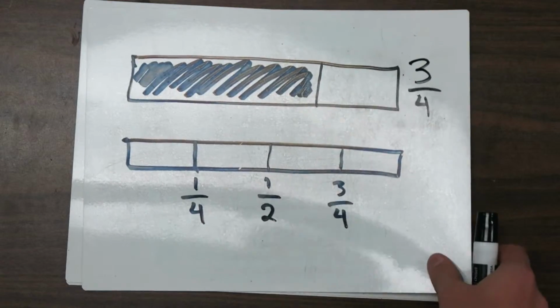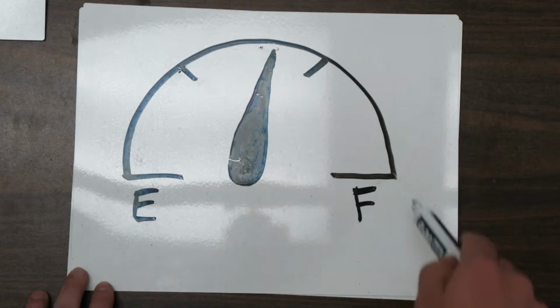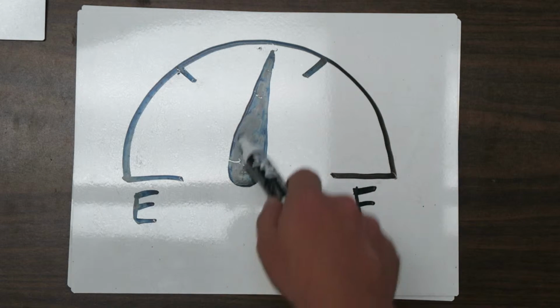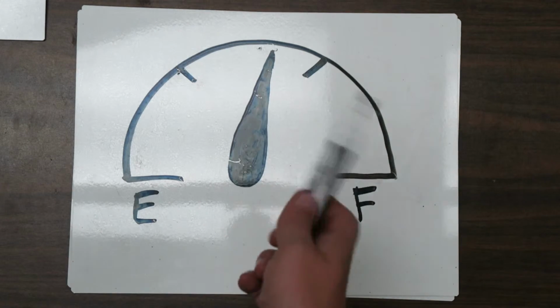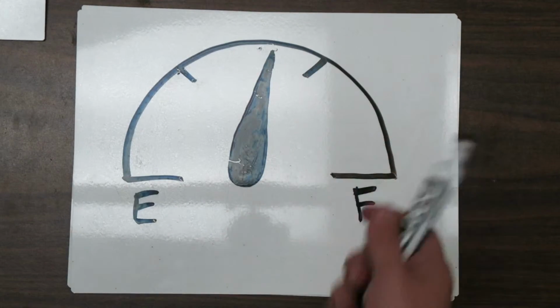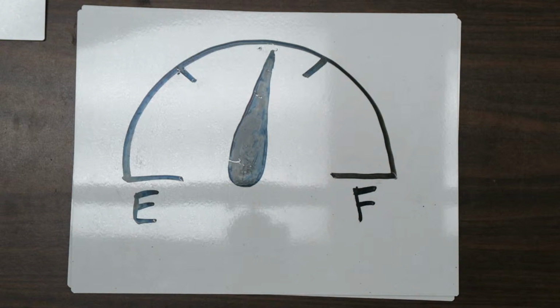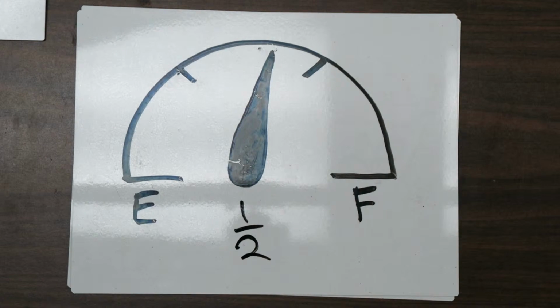Now we use estimating of fractions in everyday life all the time. So you may see a fuel gauge in a car look something like this, empty to full, and that tells you how much gas you have. Just looking at where the dial is pointing, I might say, well, in this gauge, that dial is pointing almost exactly halfway, so I would say that this tank is about half full, and so the fraction would be 1/2.